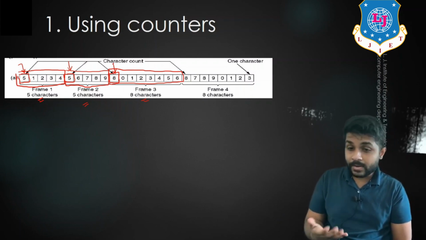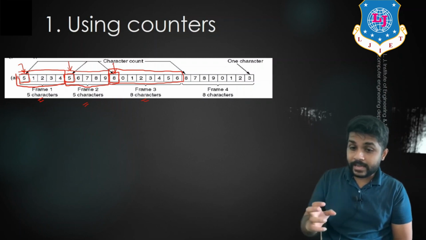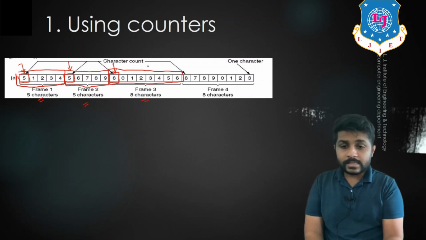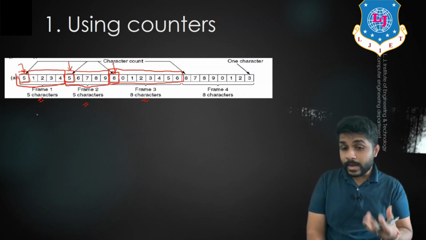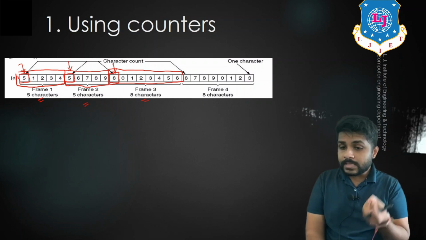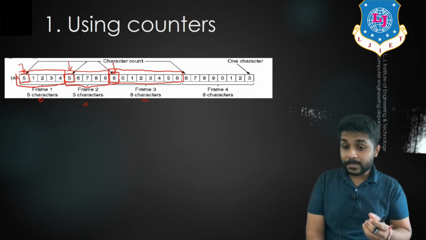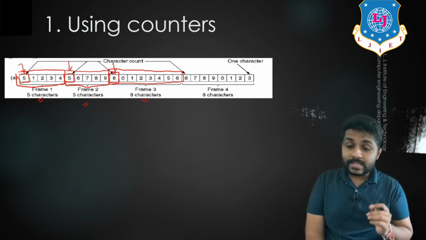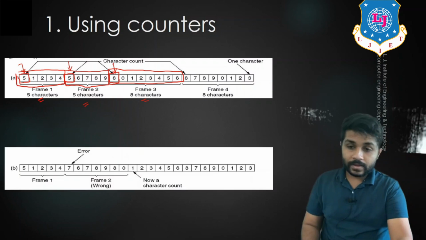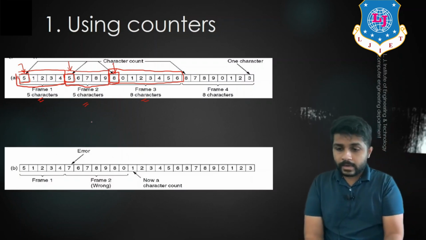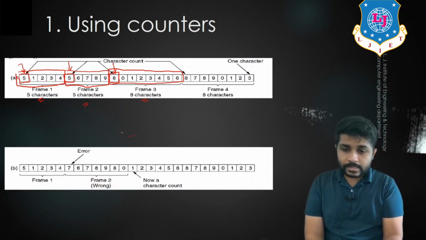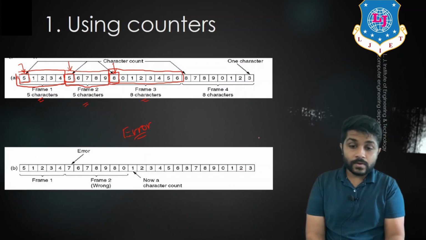Now what will happen if an error is added in the frame? Suppose the sender has sent this data, but due to error the value of some character in the frame is changed. Now let's see what happens if the value of a character in the frame is changed. So you can see that this case we are taking as a situation of error. Like what happens when there is an error in the frame.